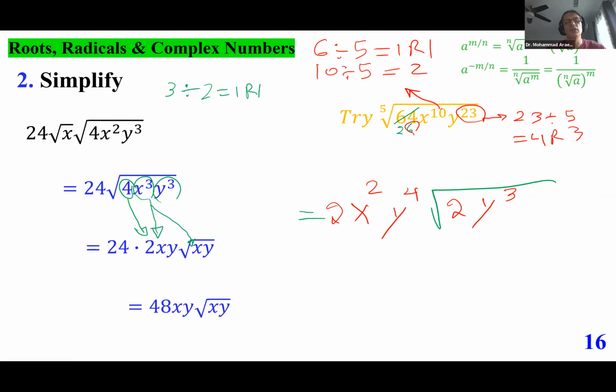Divide the exponent by the index. The quotient comes out, the remainder stays in. The reason why is if the index and the exponent happen to be equal, it just simply comes out. That's why you divide by the index to see how many of them there are.